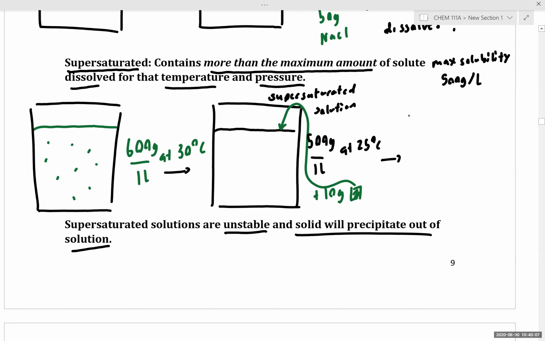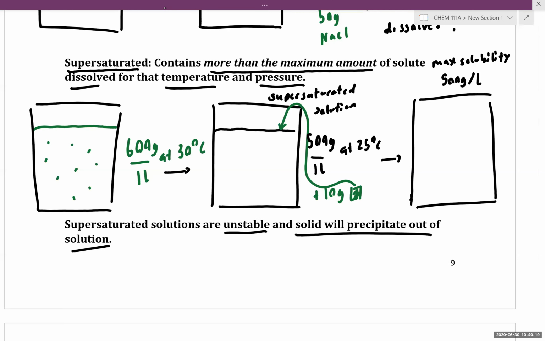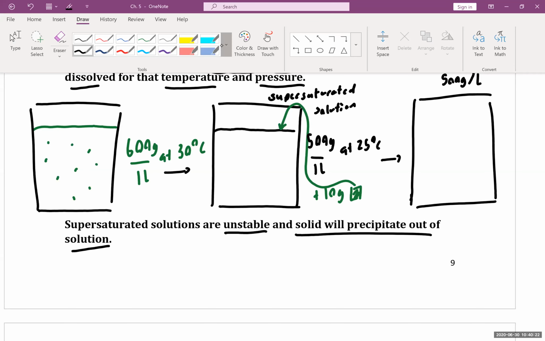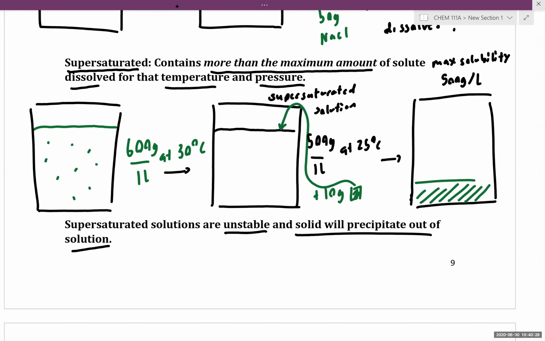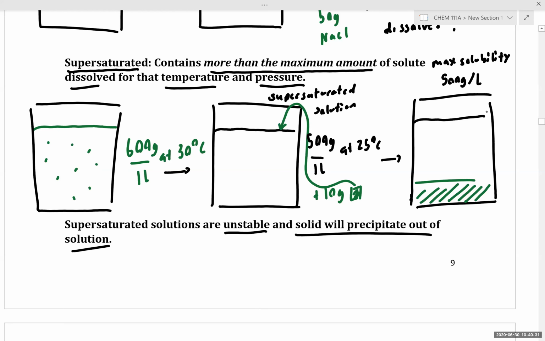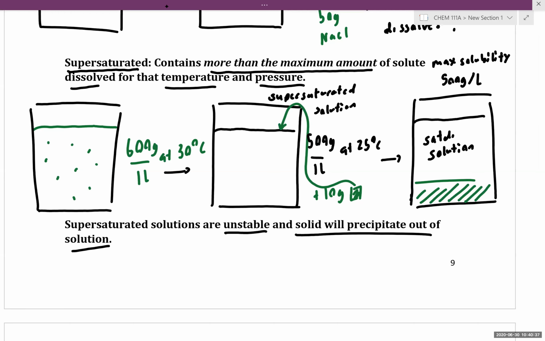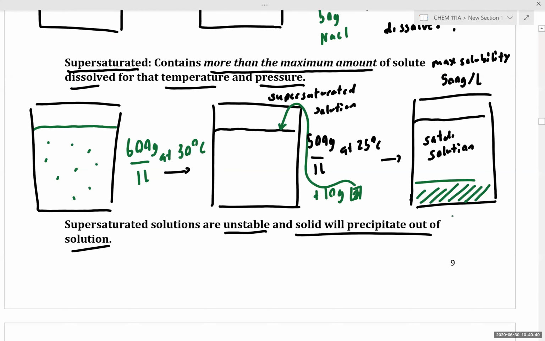What will happen when you add additional solute is that instead of just refusing to dissolve, you will see that your excess solute will precipitate out. And you'll be left with, at the end of this process, a saturated solution with a large amount of excess solute precipitated. So right here, this is our excess solute precipitates out.